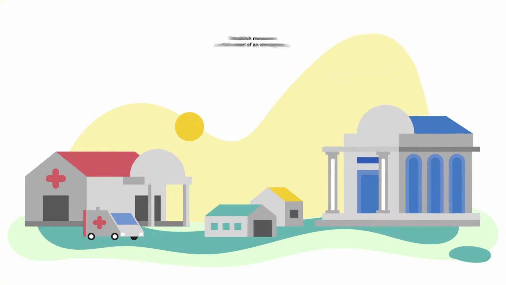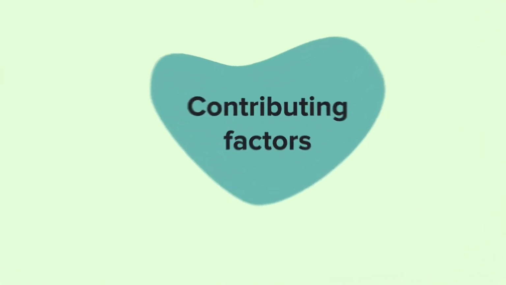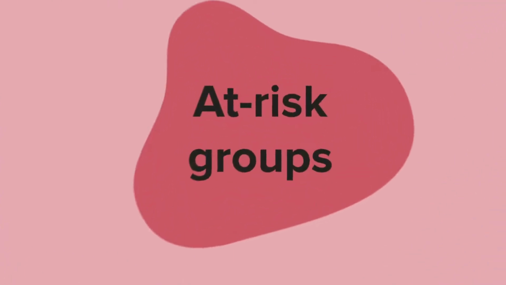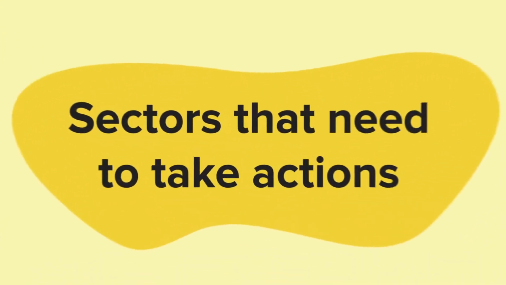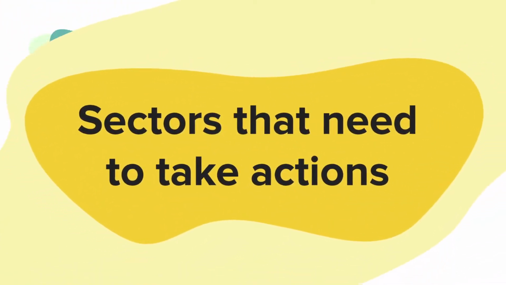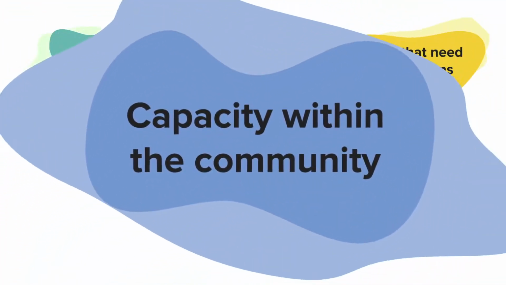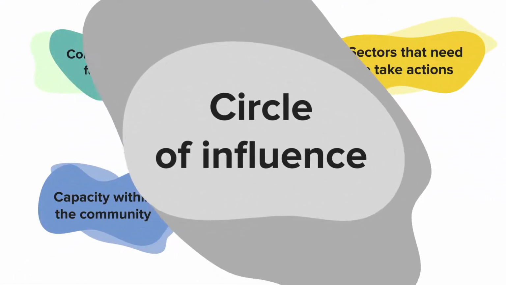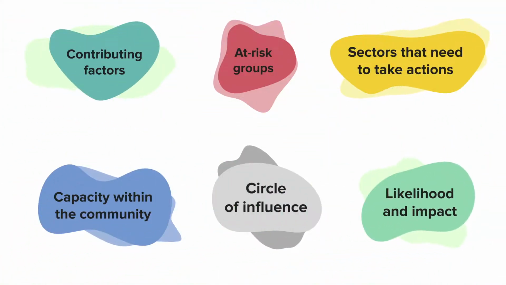Now you have your sector assessment responses. How should you go about analyzing the identified GBV risks? You will need to determine the contributing factors, where, when, who, at-risk groups, apply an age, gender, and diversity lens, sectors or key actors that need to take action to mitigate those GBV risks within their area of responsibility, capacity within the community to address the risk, circles of influence around the persons at risk within the context, use the ecological model, and the level of threat by gauging the likelihood of a specific GBV risk occurring and its impact on the at-risk group and others.